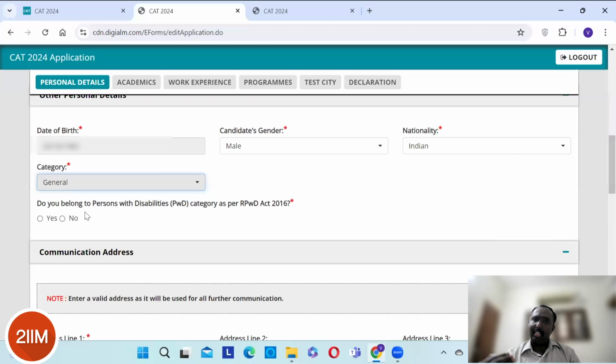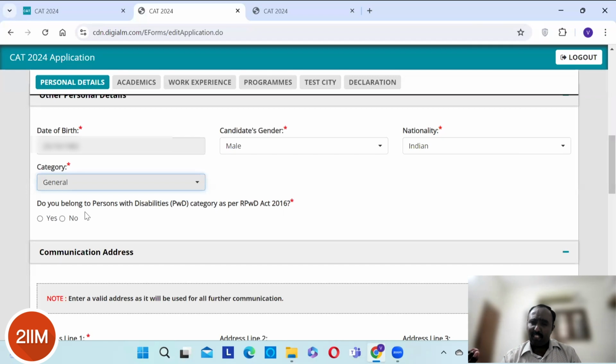When it comes to the next category, that is Scheduled Caste and Scheduled Tribe, all you need is to have the certificate produced by the state government. That will suffice. So no need of any kind of income exemption or something like that. All you need is just a certificate. That's all.